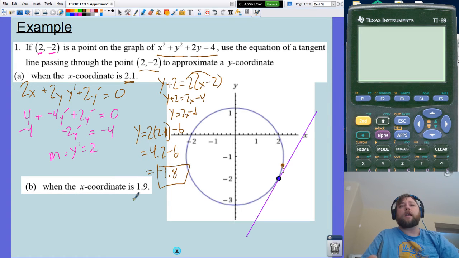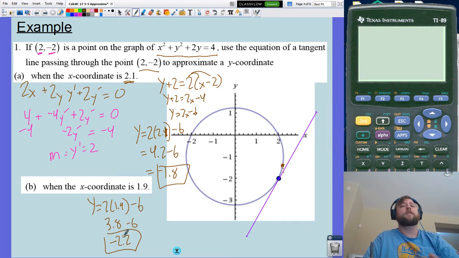I could do the same thing for 1.9, but you don't need to see that. Actually, I can do that. y equals 2 times 1.9 minus 6, which is 3.8 minus 6, so -2.2. So we can use this to approximate that. That's all you do.